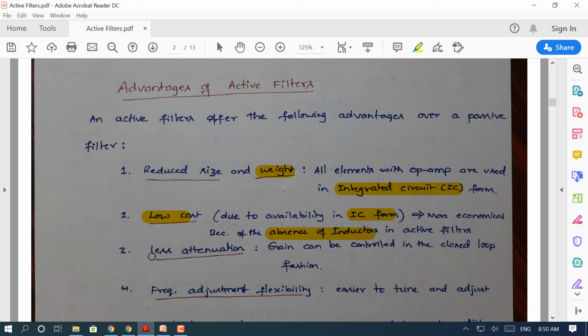Third advantage is active filters will have less attenuation. Only the specified band of frequencies they pass, and so there will be less attenuation. The gain also can be controlled in the active filter in a closed loop fashion. So there is a closed loop, and by controlling that closed loop, the gain of the entire circuit can be controlled.